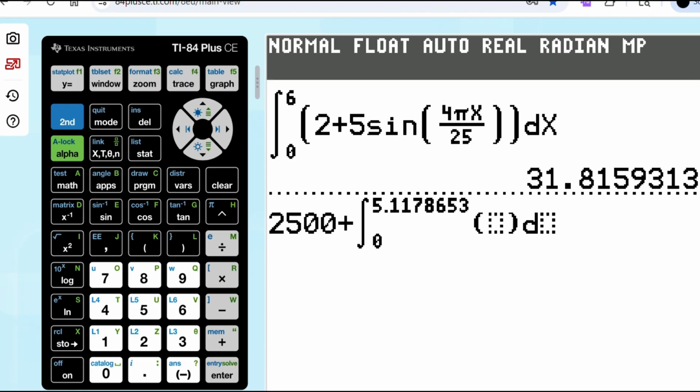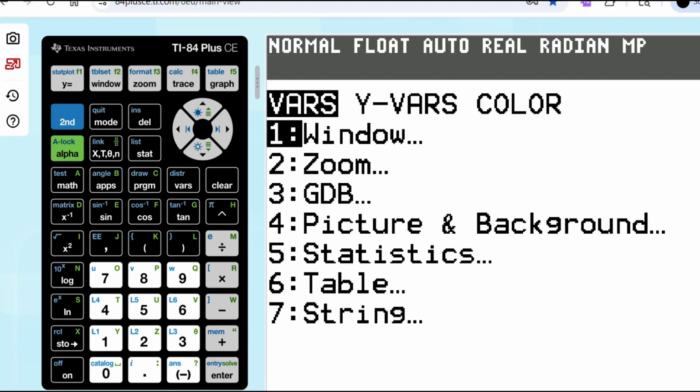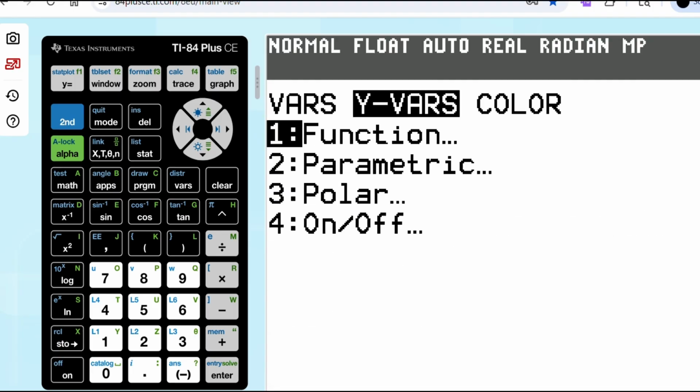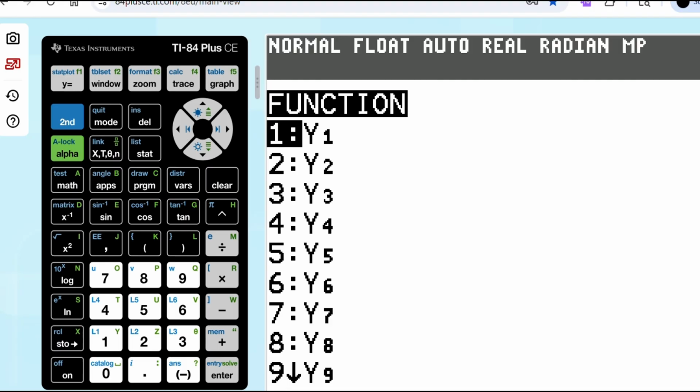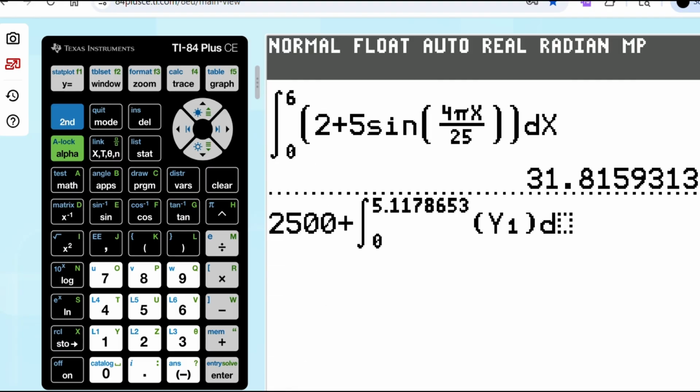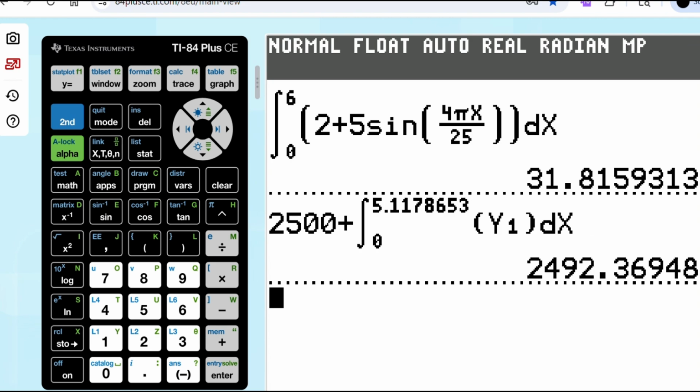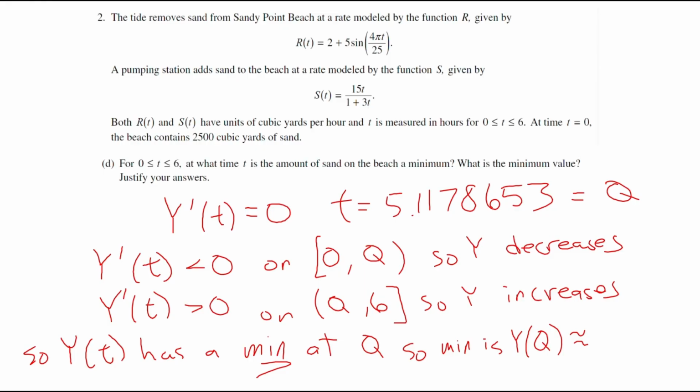And I don't have to retype the whole function. I can just hit the VARS button just to the left of clear, go to the second column and do option 1. And option 1 for y1 just takes that function I've already typed in, so I don't have to retype it. Put my dx, and we end up with 2,492.369 when we round. And so we'll put that in, 2,492.369, and our units were cubic yards.